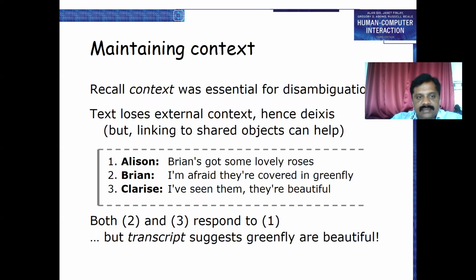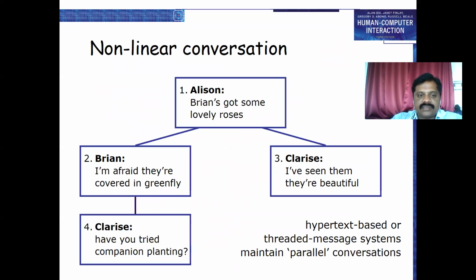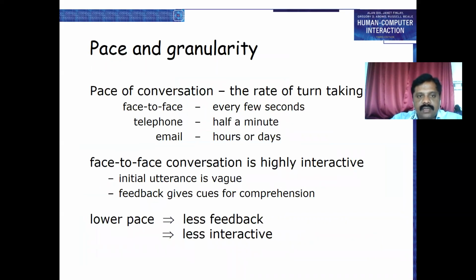Next, maintaining context, non-linear conversation. This is an example of non-linear conversation. Next, pace and granularity. Pace of conversation is the rate of turn taking: face to face, telephone, or email. Face-to-face conversation is highly interactive. Initial utterances are vague, and feedback is given to aid comprehension. With a lower pace, there is less feedback and less interaction.